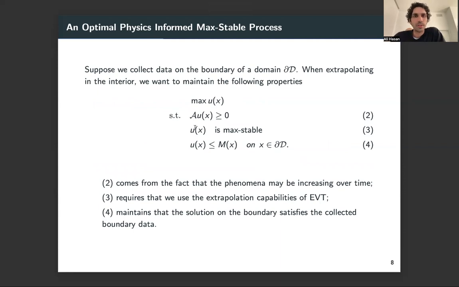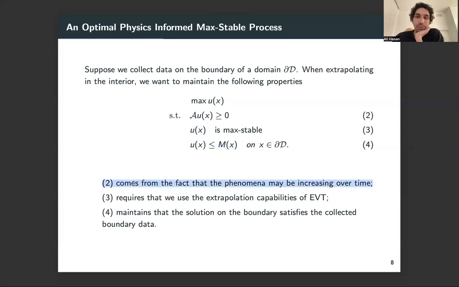And so we have these constraints that we want to impose on our max stable process such that we can encode it with the physics and also incorporate the statistical properties of extreme value theory. So we want to consider the maximum of this U of x such that U of x is a subsolution to this differential operator A. The generalization of the subharmonic function would be the subsolution of the elliptic operator here. U is also max stable. And then U is bounded by the boundary data, less than or equal to the boundary data.